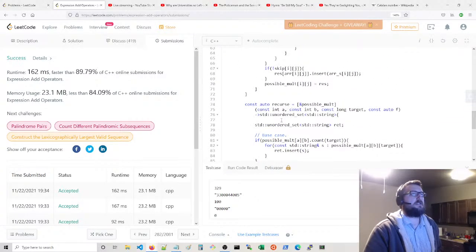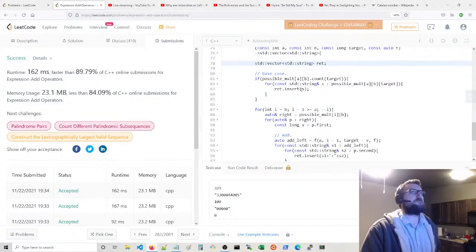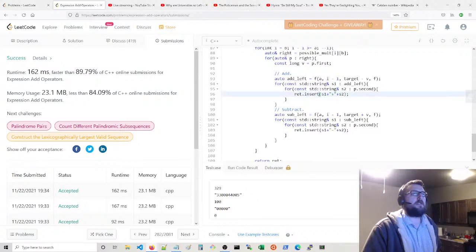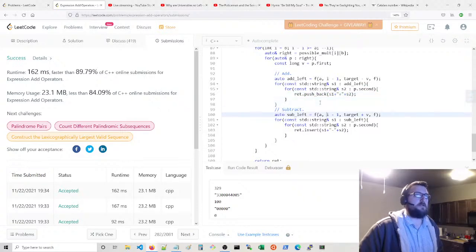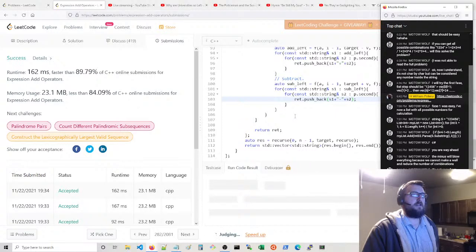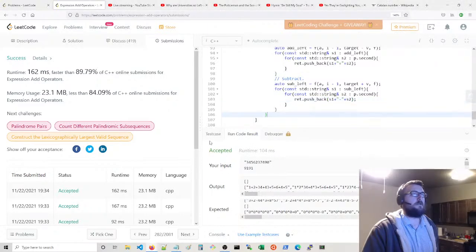I'm wondering. Can I change this to a vector? Very curious to see if this still works. I don't know. We're going to find out now. Because I think it'll be a little faster if we use a vector. Let's find out. I'll try to explain the code too in a minute. If this works, I'll explain it. Oh, it still works. Whoa.